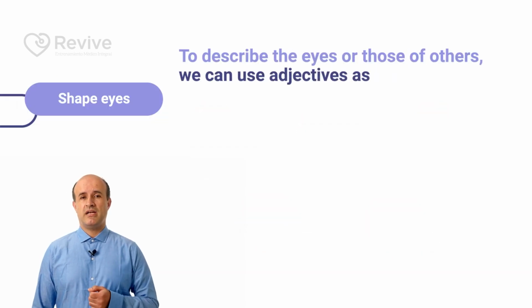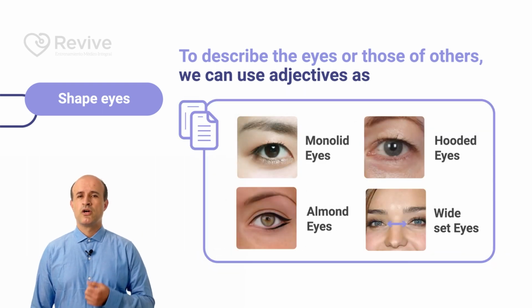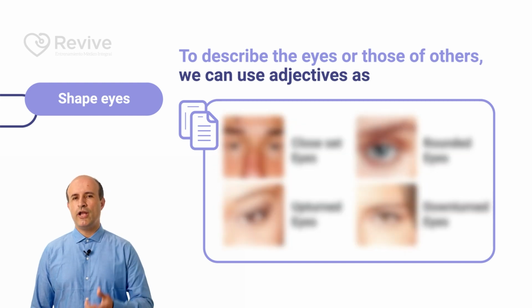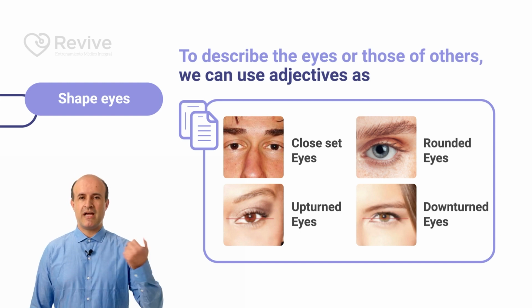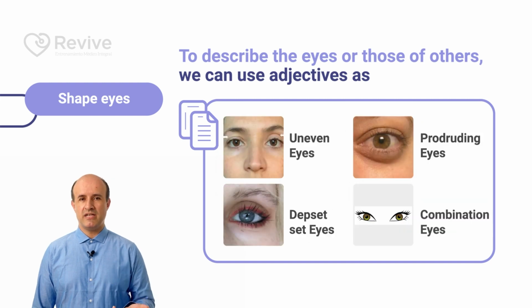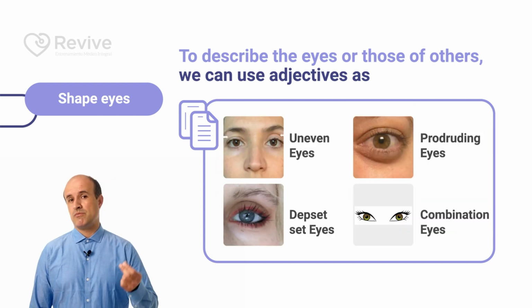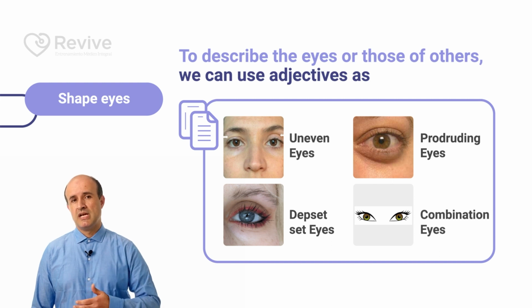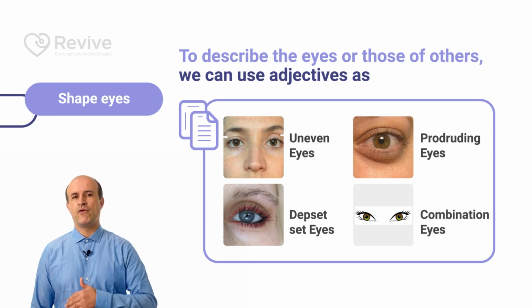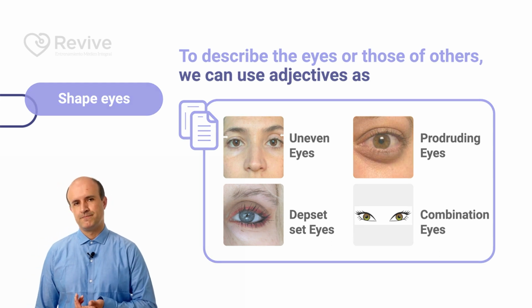To describe our eyes or those of others, we can use adjectives such as monolid eyes, hooded eyes, almond eyes, wide-set eyes, close-set eyes, rounded eyes, upturned or downturned eyes, and even eyes when they don't have the same shape. Protruding eyes when they tend to be prominent, deep-set, or profound eyes, and combined eyes, these concerning the shape or the form that our eyes can have.